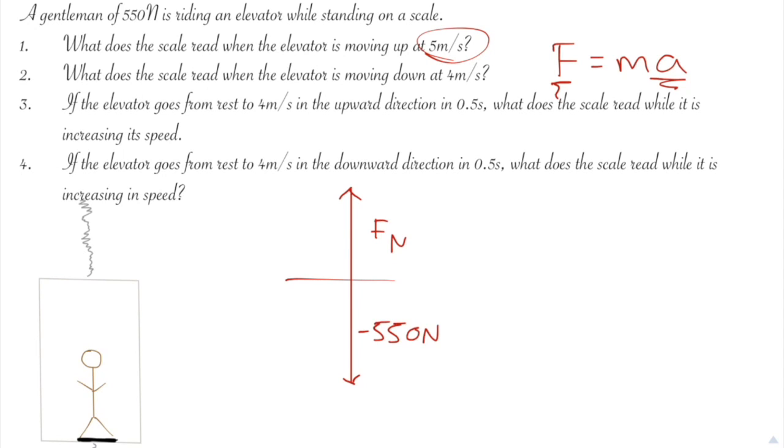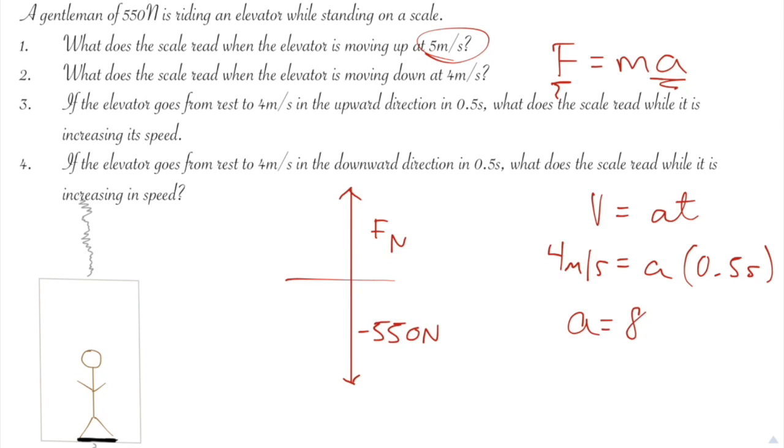The first thing we're going to have to do is find the acceleration with the given information. We can use our velocity equals acceleration times time equation to solve for the acceleration. We reached 4 meters per second in a matter of 0.5 seconds. And when we solve for the acceleration, we get an acceleration of 8 meters per second squared. So we've got our acceleration.